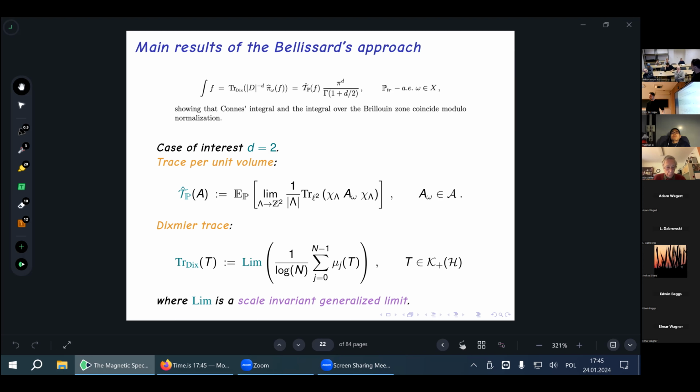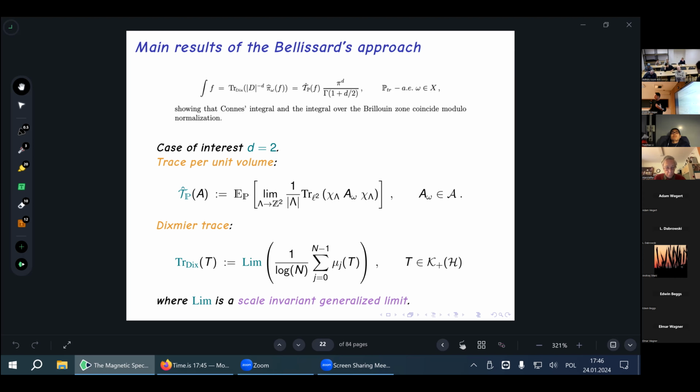The Dirichlet trace is a way to compute the trace for compact operators which are not of trace class. Let me say differently. When I have a trace class operator, the trace of this operator is just the sum of the eigenvalues. It means that the eigenvalues should decay fast enough.